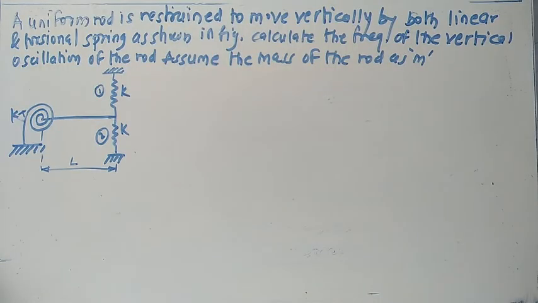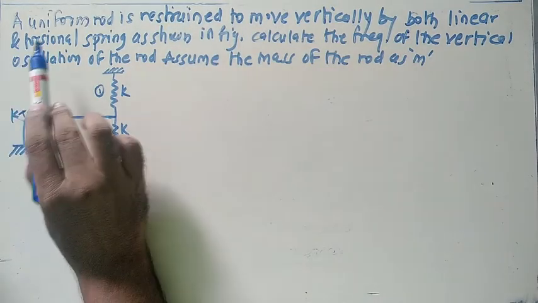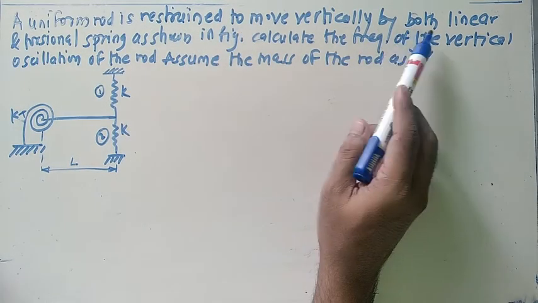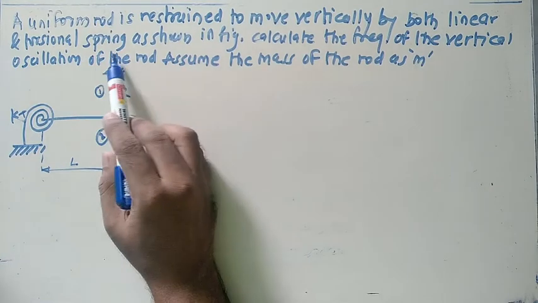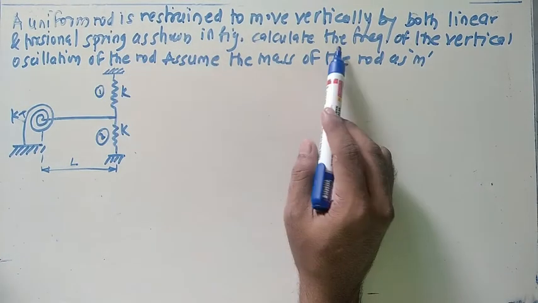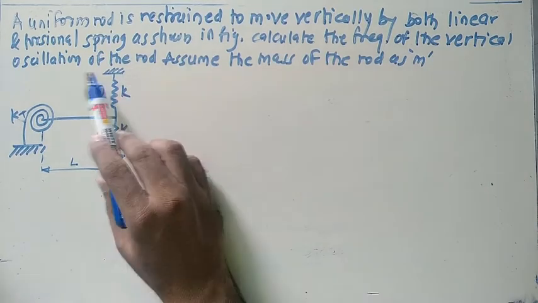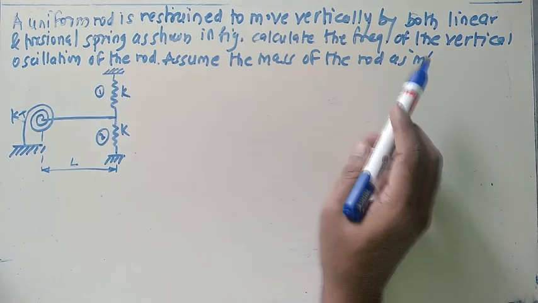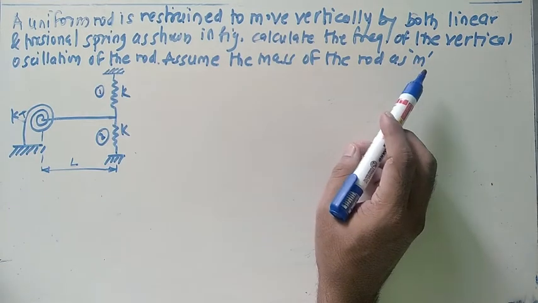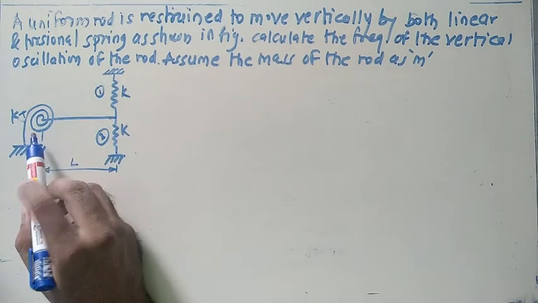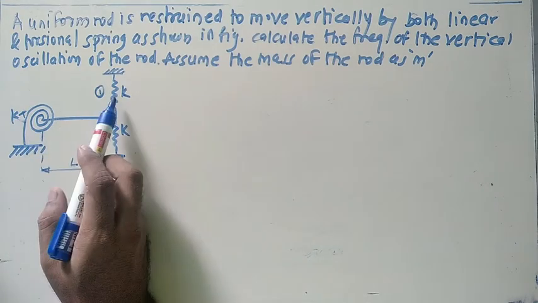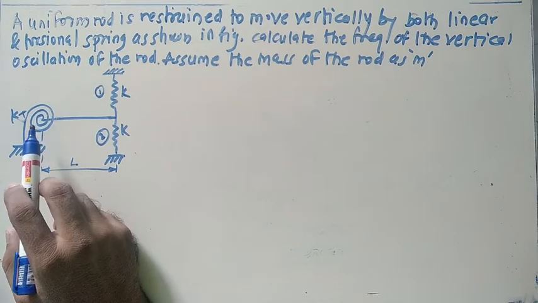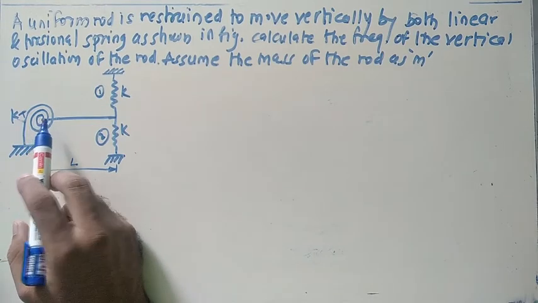Let us start next problem. A uniform rod is restrained to move vertically by both linear and torsional spring as shown in figure. Calculate the frequency of vertical oscillation of the rod. Assume the mass of the rod as m. So in this case, linear spring as well as torsional spring is involved.